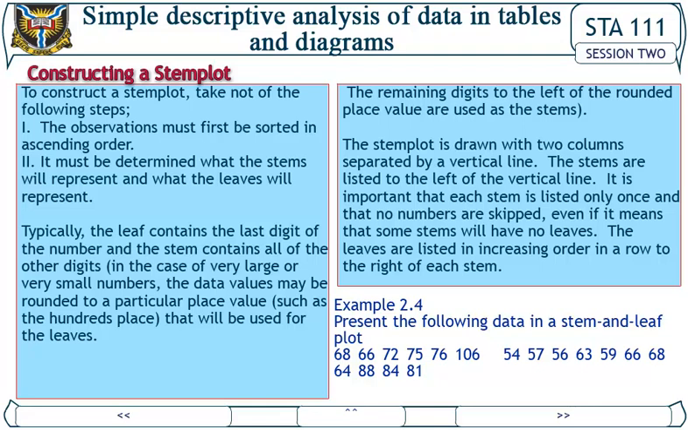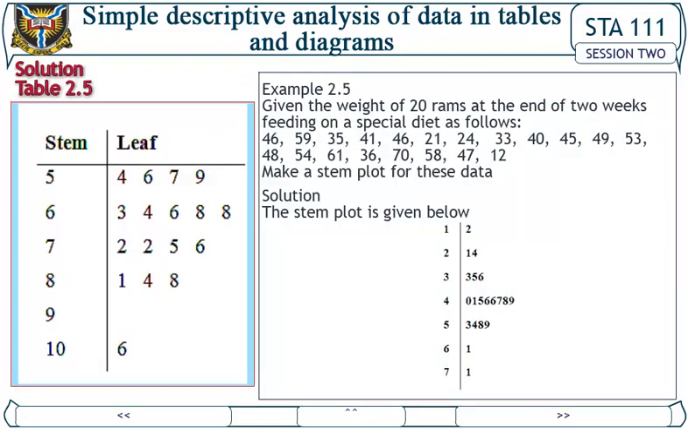6, 8, 6, 6, 72, 75, 76, 106, 54, 57, 56, 63, 59, 66, 68, 64, 8, 8, 4, 81. Solution. Table 2.5. Stem: 5, 6, 7, 8, 9, 10. Leaf: 4, 6, 7, 9, 3, 4, 6, 8, 8, 2, 2, 5, 6, 1, 4, 8.